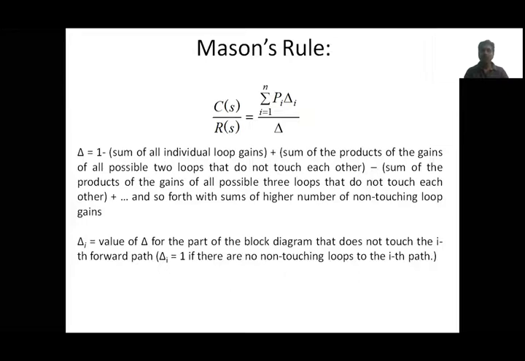And delta i we calculate in a similar way, but only using the loops which do not touch the forward path i. Since we are calculating delta i, the non-touching loops used in the delta formula should not touch the ith forward path. That is the condition. The remaining delta formula is the same. This is Mason's gain formula.